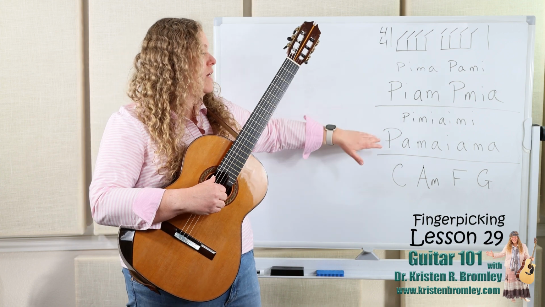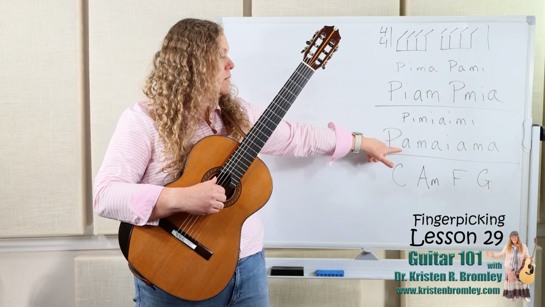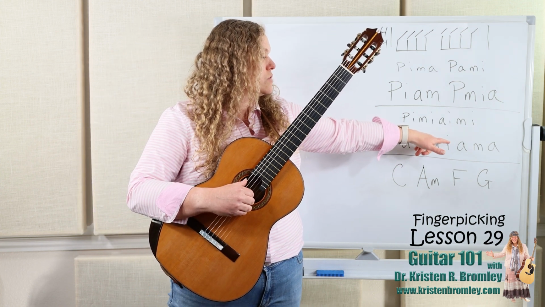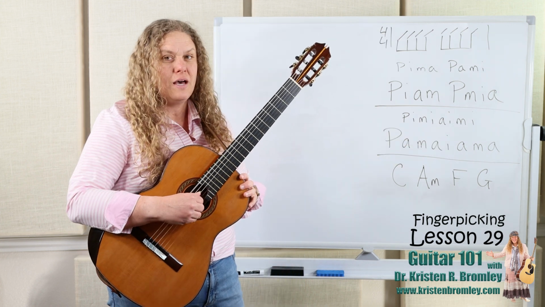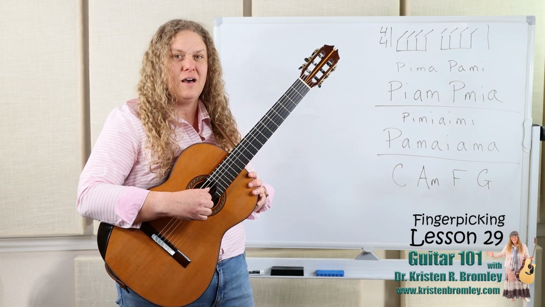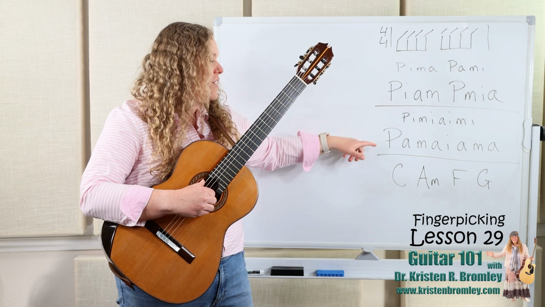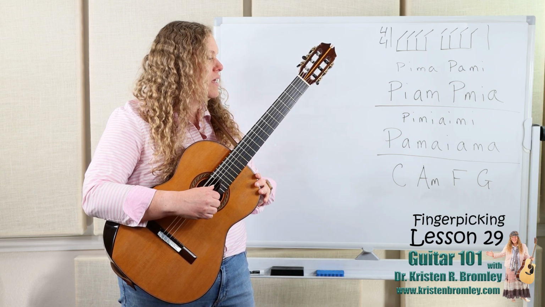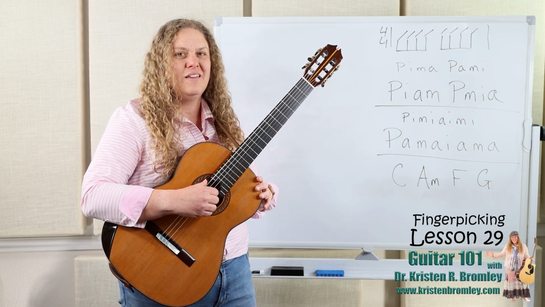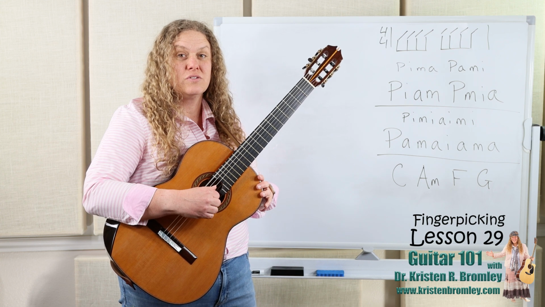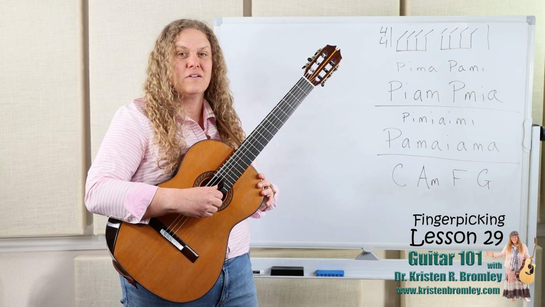So if we left that one there, and we went to the ring, we could go ring, middle, ring, index, ring, middle, ring, instead of P, I, M, I, A, I, M, I. We now have P, A, M, A, I, A, M, A. Everything's alternating with that ring finger.